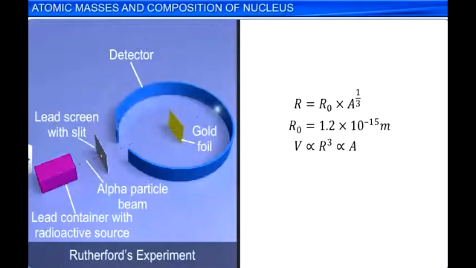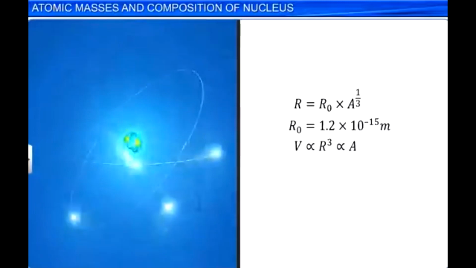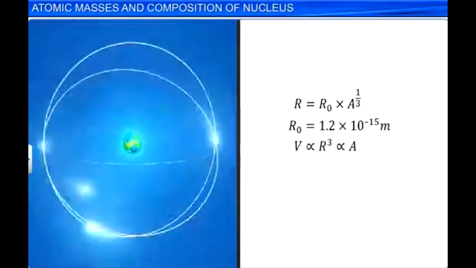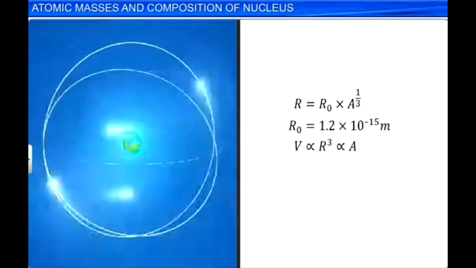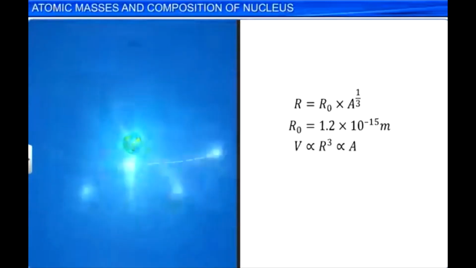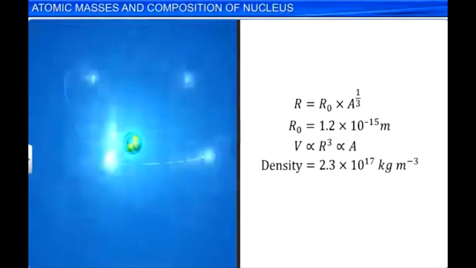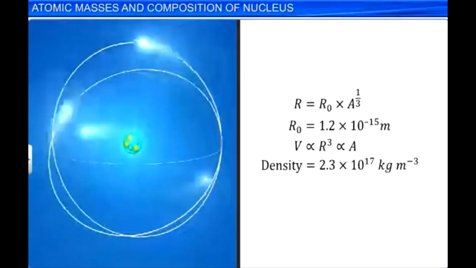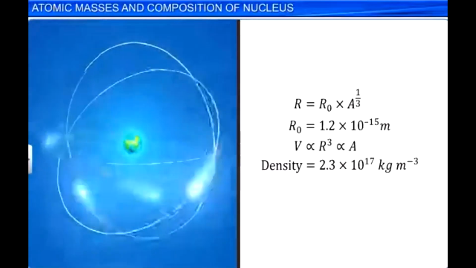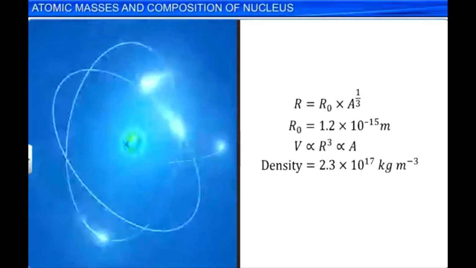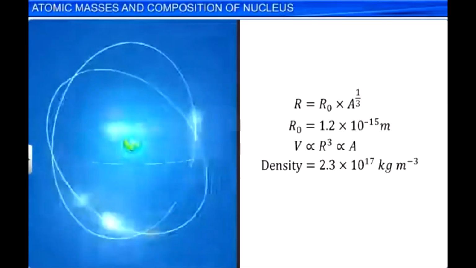The nuclear density is constant and is independent of the mass number A. We can imagine nuclei of various elements as liquid drops of constant density. The density of nuclear matter is 2.3 × 10¹⁷ kilogram per meter cube. This is because of the fact that all matter, including water, is made up of atoms, and atoms are almost empty except for a very small nucleus.